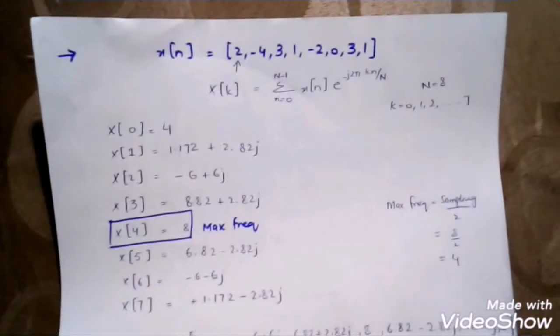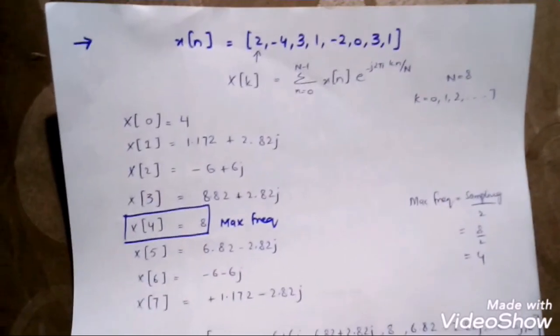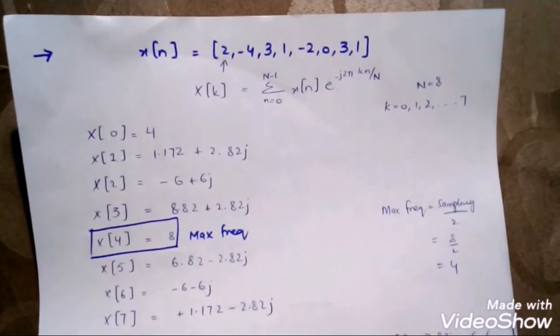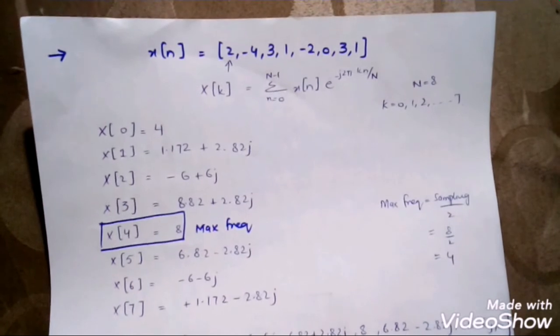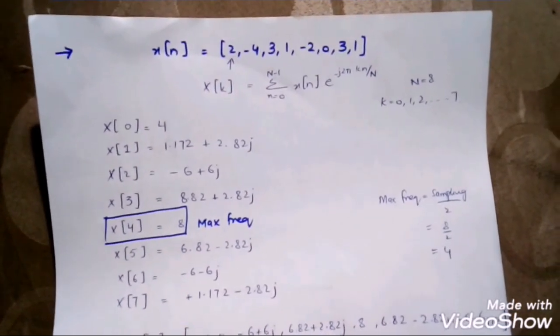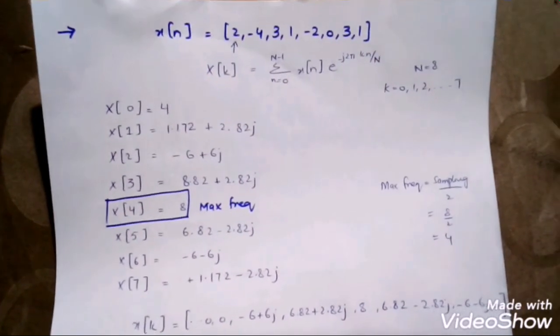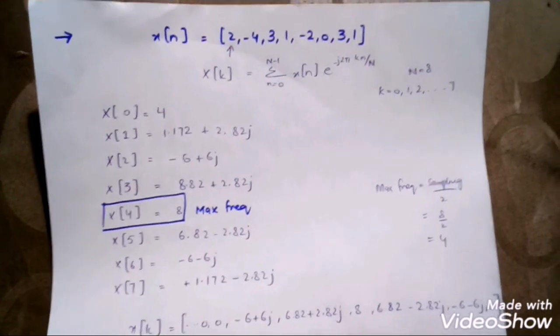Here is the second example of the inverse discrete Fourier transform. The signal is x of n. x of n is equal to 2, minus 4, 3, 1, minus 2, 0, 3 and 1. So the 2 is at 0 value, minus 4 is at 1 value, 3 at 2 value, 1 at 3 value, minus 2 at 4 value, 0 at 5 value and so on.